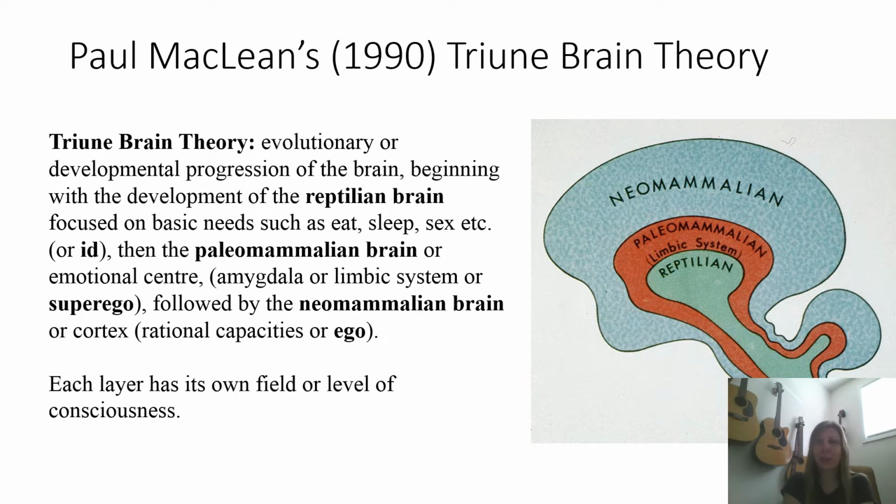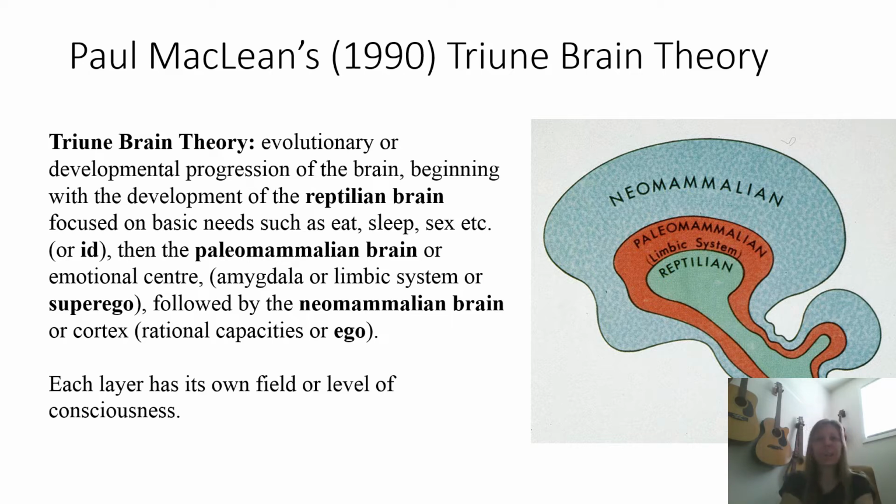Using Paul MacLean's Triune brain theory, I trouble Cartesian dualism by adding emotion as a third substance. The Triune brain theory looks at an evolutionary or developmental progression of the brain, beginning with the reptilian brain, which is focused on basic needs for the body, like eat, sleep, sex, etc. On top of that grows the paleo-mammalian brain, or the emotional center, followed by the neo-mammalian brain, or the cortex, which is in charge of the rational capacities.